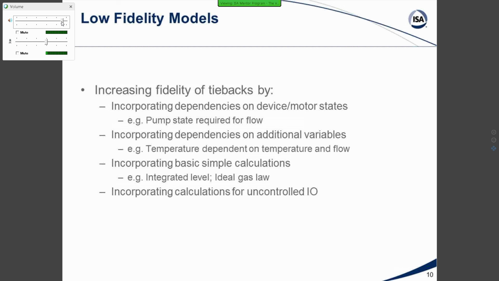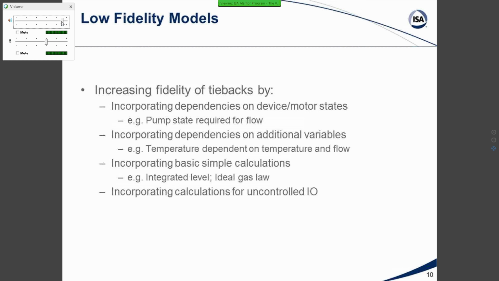The last piece here is you might also incorporate some calculations for some uncontrolled I/O. So up to this point, we've talked about only things where you have a controller variable that's directly trying to impact some value. You may not have a level control on a certain tank, and you may start using your flow controls to then simulate what your integrated level response is.